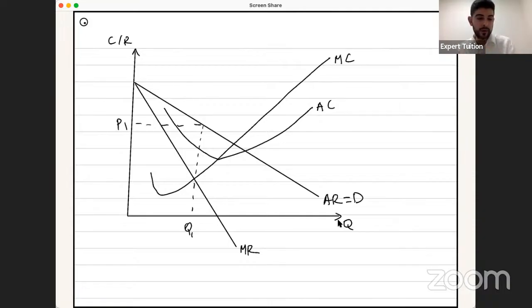If you have the output the firm is producing, you can tell me everything about the firm. You can tell me the price they charge by going up to the demand curve, consumers, and you can go up to the AC, the average cost curve, to determine the cost. So if I go up from Q1, take the AC curve there, that is C1.